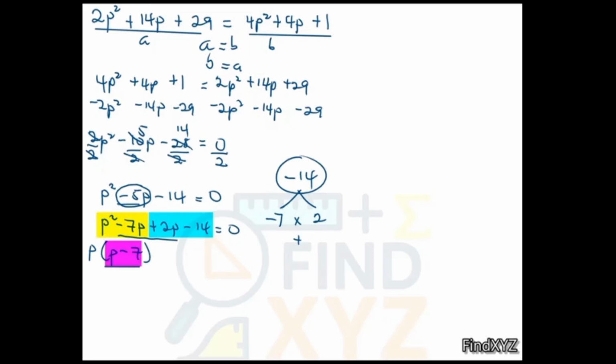So it means that this p minus 7 must be repeated again. So let's consider the last two terms, 2p minus 14. What is common? 2 and 14, the common factor is 2. So I can pull 2 out, and what is left inside? That is p. What number should be multiplied to 2 to get 14? That is 7. Is equal to 0.